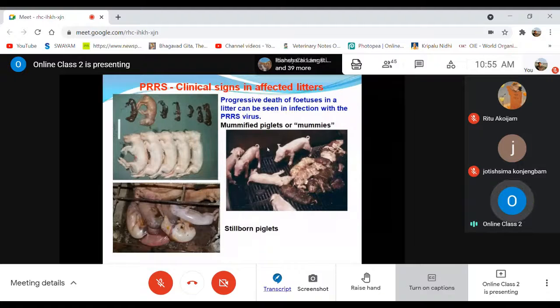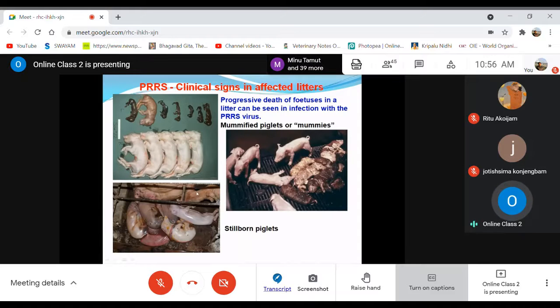Okay, and so far as reproductive failures are concerned, in the case of chronic persistent infection, reproductive performance used to be very much reduced, showing many reproductive failures like abortion, stillbirth, mummification and all these things. So this is also there in the case of CSF as well as PRRS, even in the case of circovirus associated diseases.